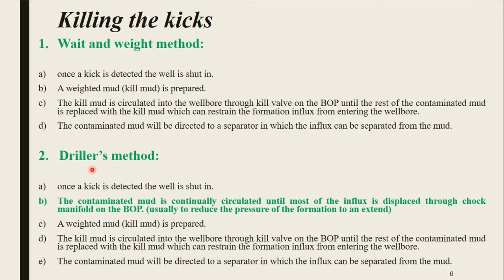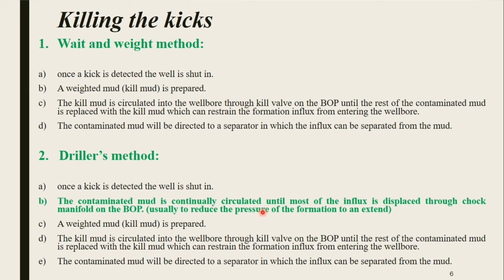Alright, so in the driller's method, you see again, once a kick is detected, the well is shut in, and then a weighted mud or kill mud is prepared. But instead of injecting this weighted mud into the wellbore, we do another step in which the contaminated mud is continuously circulated until most of the influx is displaced through the choke manifold on the BOP.